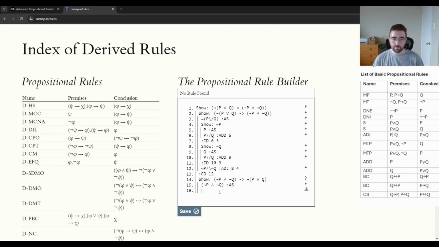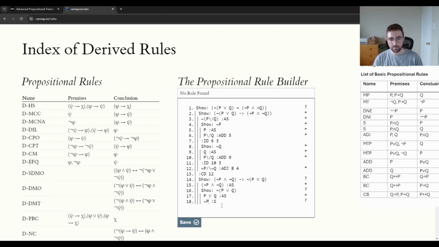Well, let's try this first. So let's assume P or Q, right? See if we can get a contradiction. Well, we have not P and we have not Q, so let's simplify those to pull them out. We have those from line 15, right? You can see we have the combination of them there, the adjunct of them there.